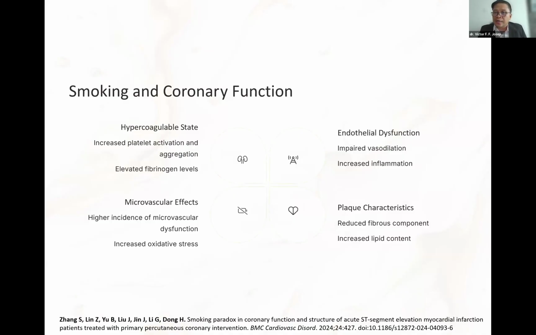Yes, we know the relation between smoking and coronary function: hypercoagulable state, increased platelet activation and aggregation, elevated fibrinogen levels, endothelial dysfunction, microvascular effects, and plaque characteristics.